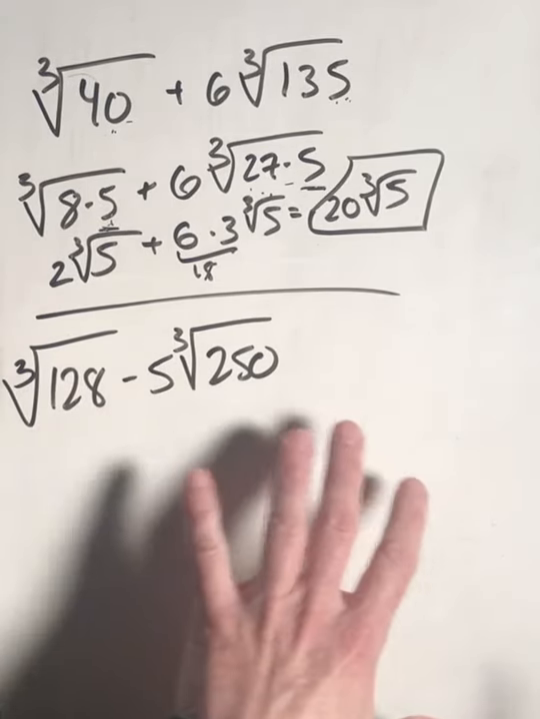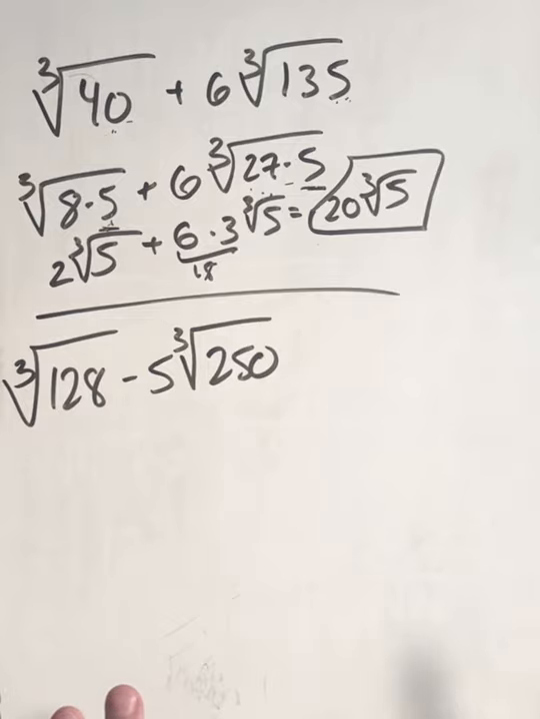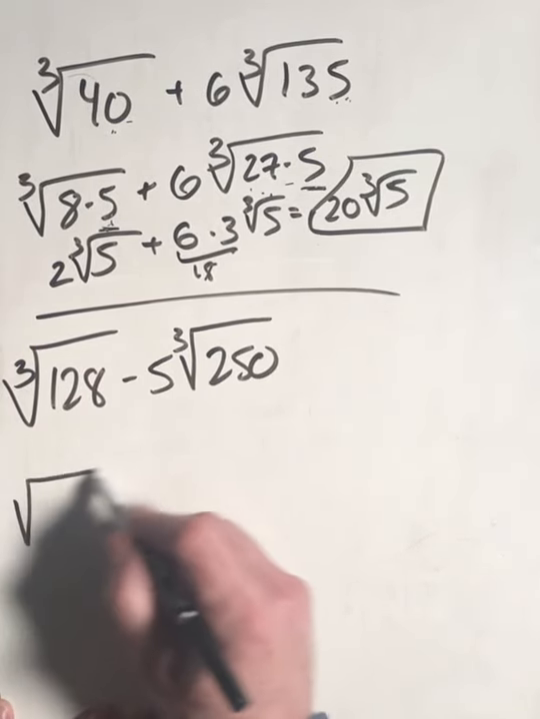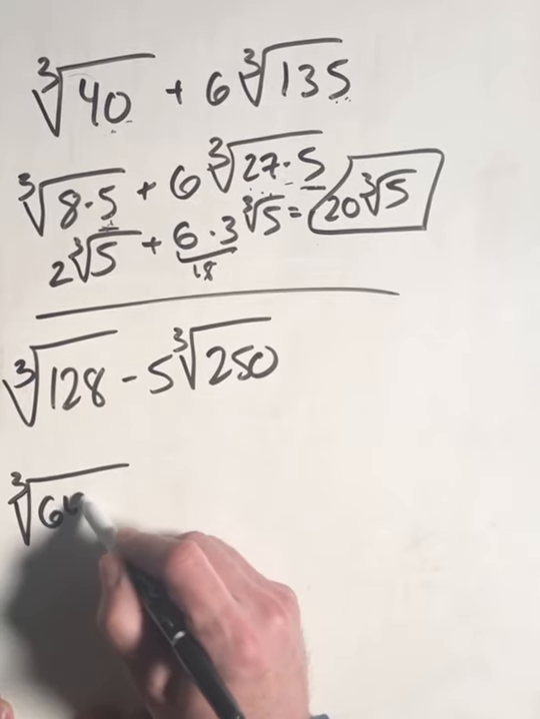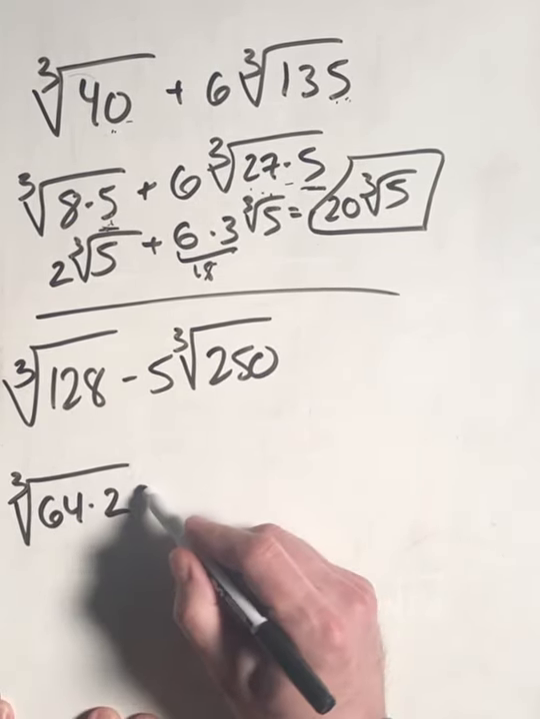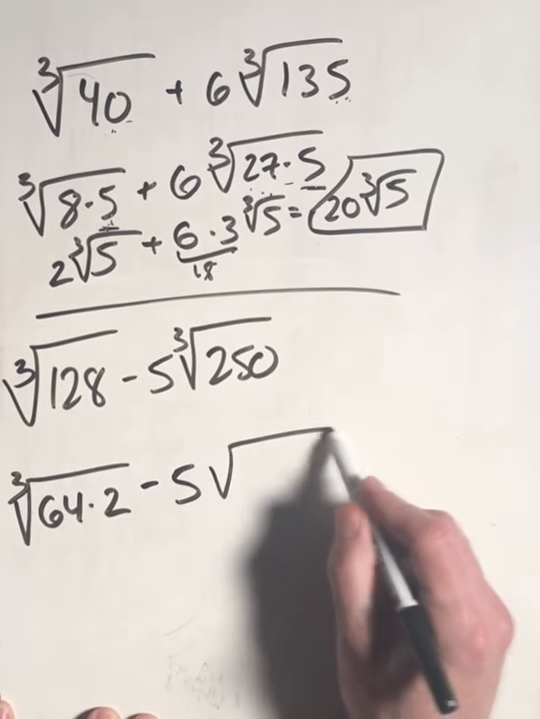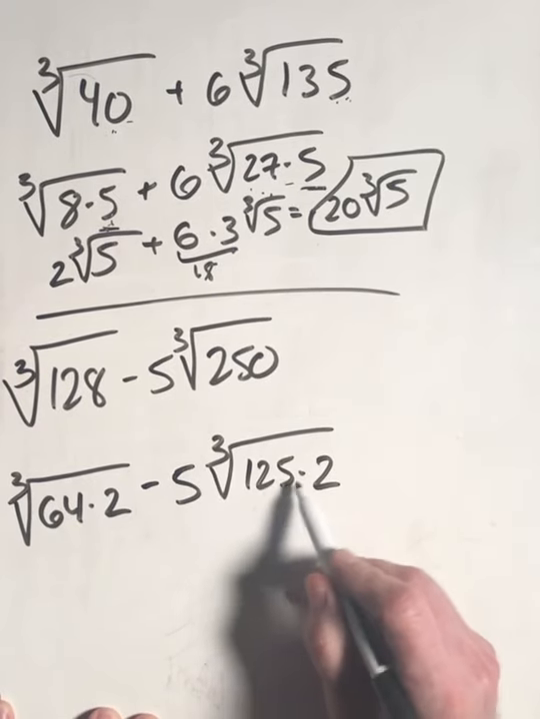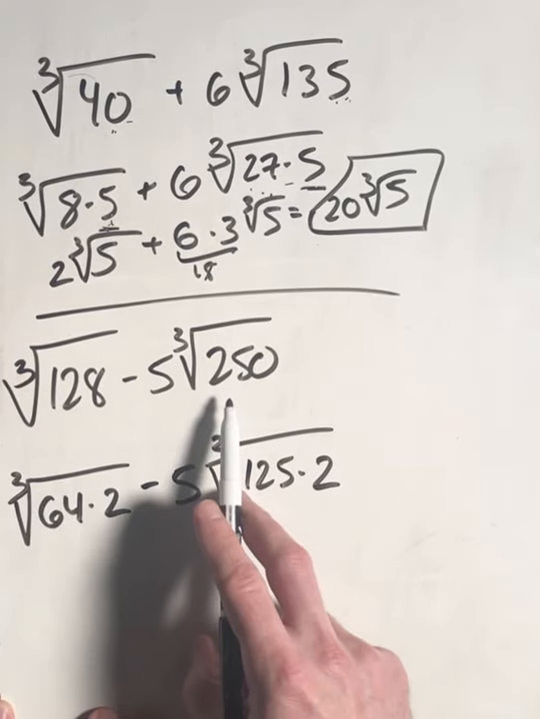Likewise, same idea here. I have two numbers that are perfect cubes, and I have numbers under the radical that are pretty large. So think of multiples of perfect cubes. Well, 128, that's really 64 times 2, and 64 is a perfect cube. The cube root of 250, well, that's 125 times 2, and 125 is a perfect cube.